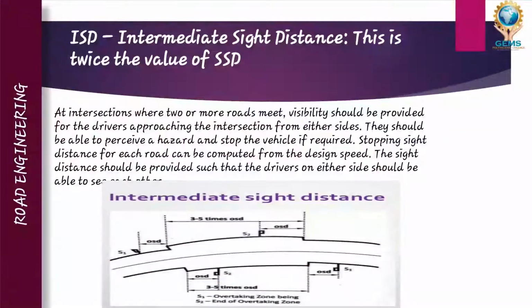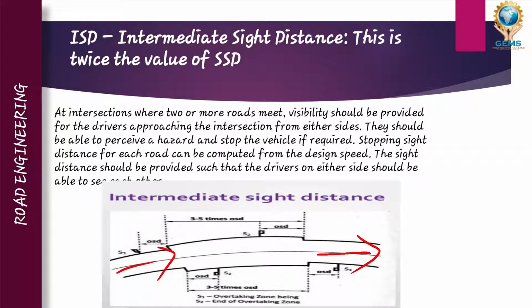Then there is ISD, that is intermediate sight distance. Intermediate sight distance applies at an intersection where two or more roads meet. Visibility should be provided for the driver approaching the intersection from either side. They should be able to perceive a hazard and stop the vehicle if required. Stopping sight distance for each road can be computed from the design speed, and the sight distance should be provided such that drivers on either side can see clearly.